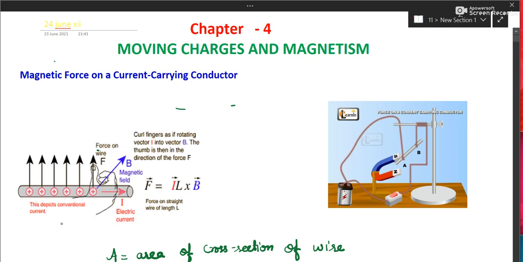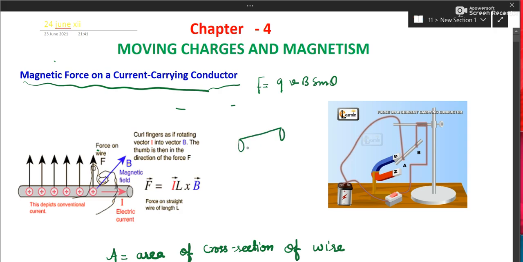Okay, children, in this video we will be covering the topic magnetic force on a current carrying conductor. Now, in the previous video, you might have seen that whenever a charge Q moves in a magnetic field B with velocity v at an angle theta, it experiences a force given by this formula, right? And here we have a current carrying conductor.